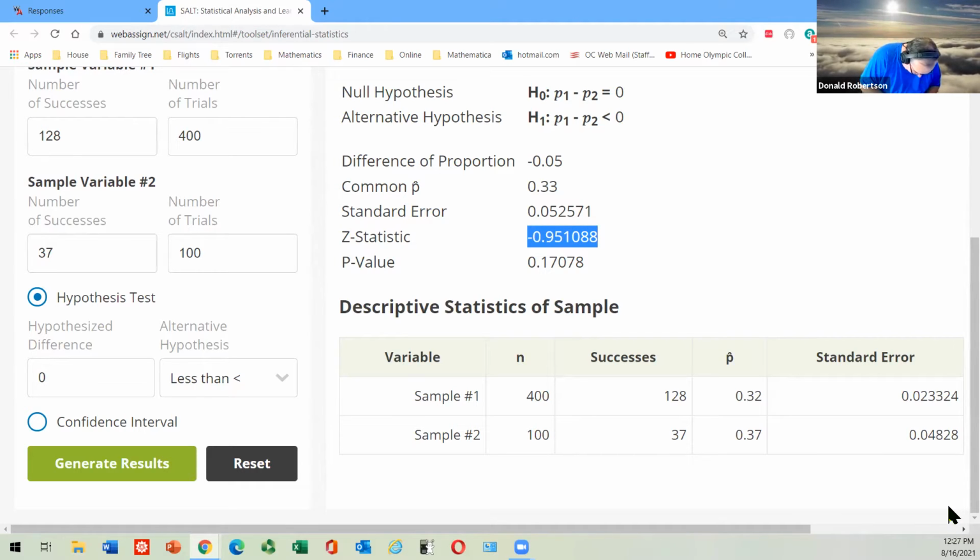We're now going to have a p-value. And the p-value, thankfully, is called p-value. And it's 0.17078.